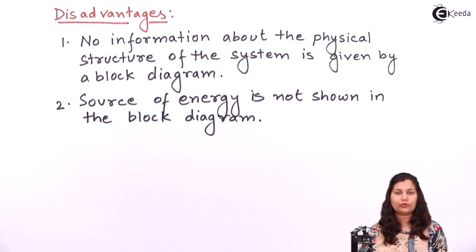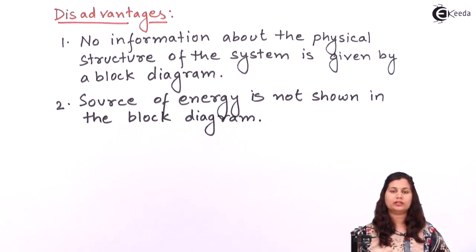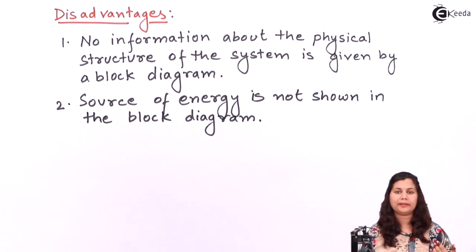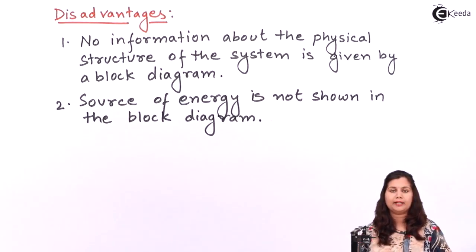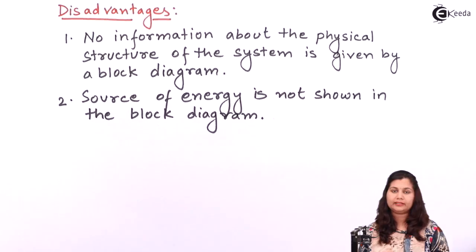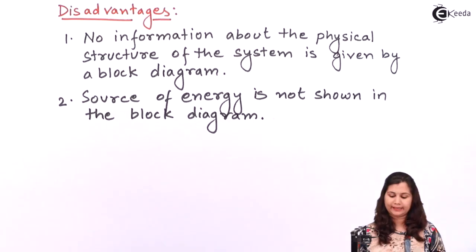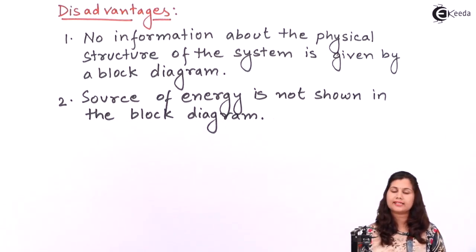So in this video we have studied the block diagram and the basic elements of a block diagram. Then we studied the representation or the block diagram of a closed loop control system, and after that we studied some of the advantages and disadvantages of the block diagram.